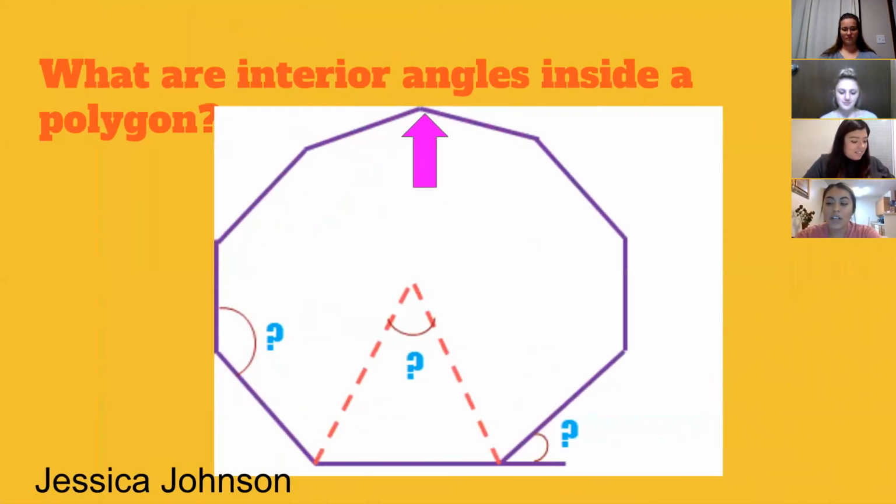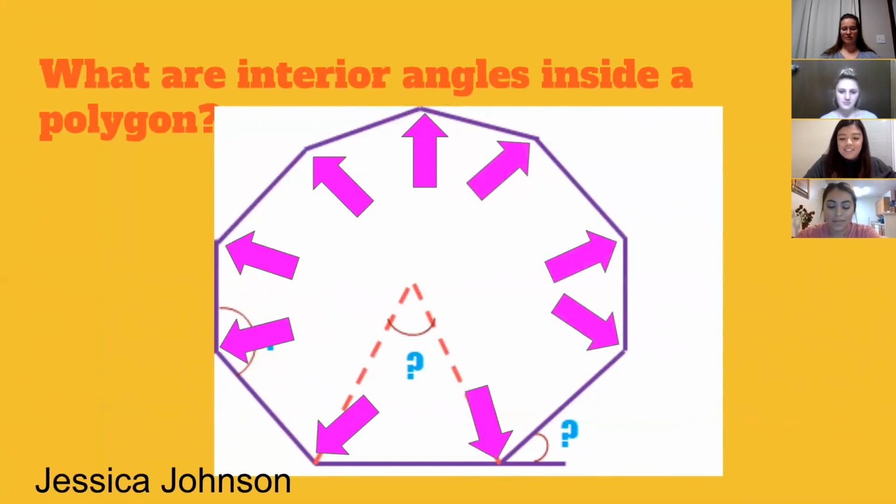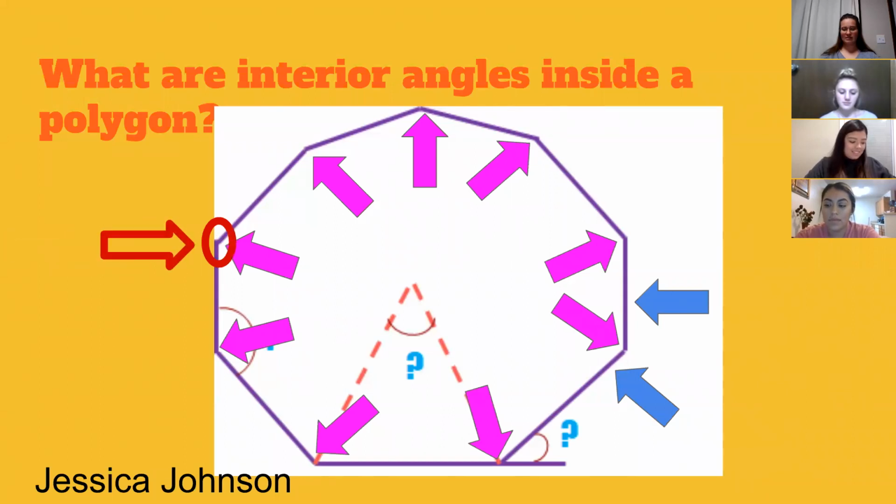Jessica, what are interior angles inside of a polygon? Cece, I'm so glad you asked. Interior angles will be inside the polygon. There are 9 interior angles on this polygon, making it a nonagon. The interior angles are at 2 adjacent lines connecting to share a vertex. These 2 lines connecting are adjacent lines, and this is the vertex where 2 adjacent lines connect.